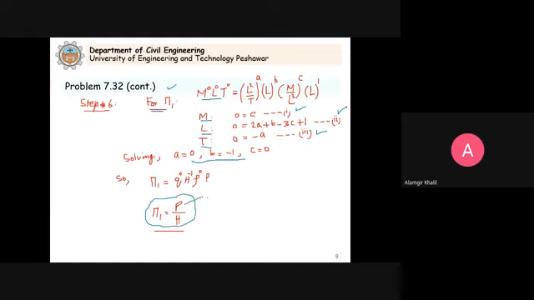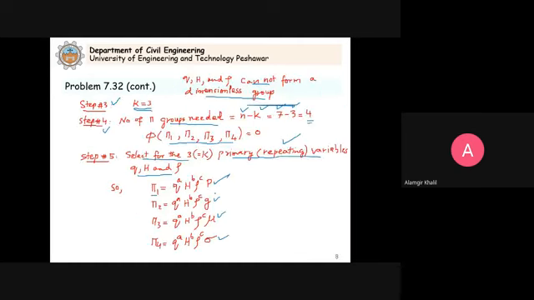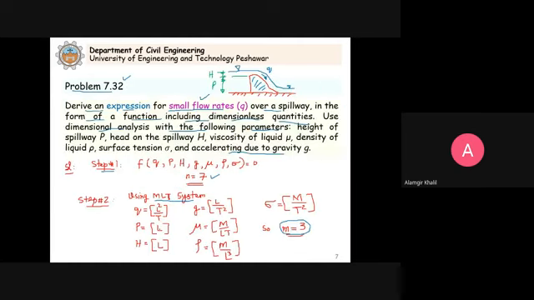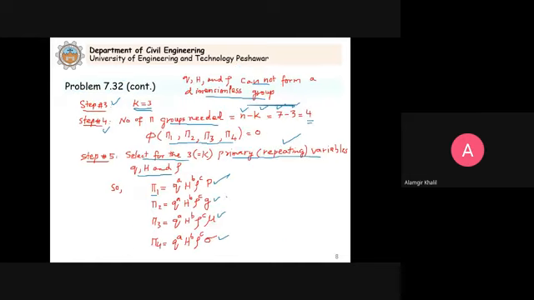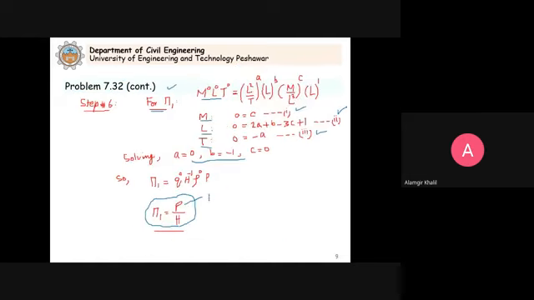Now you see here P, what was the dimension of P? L. What was the dimension of H? L. So you can see here L divided by L, no dimension. It means that so far we have not made any mistake. If you get any dimension here, go back, where is the mistake? Because by definition, pi is dimensionless. So this is how you can check your calculations.